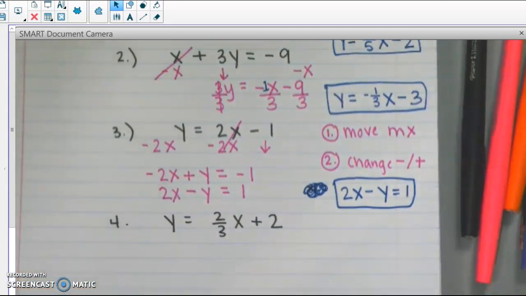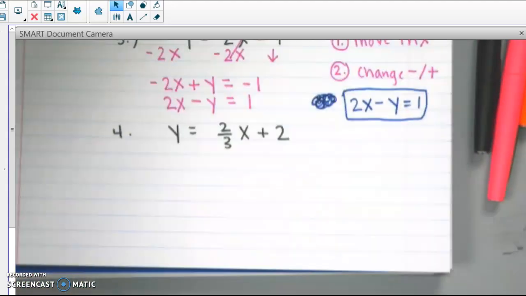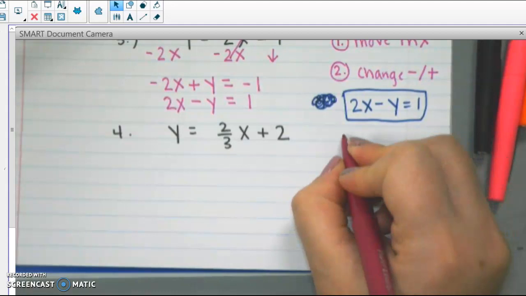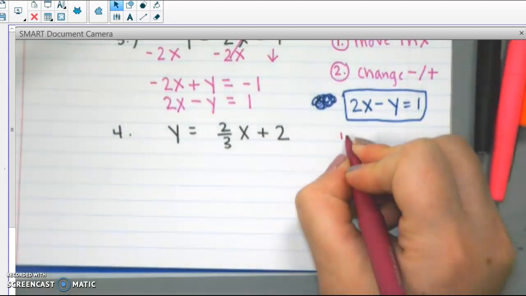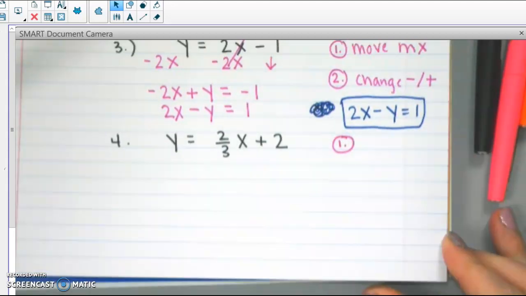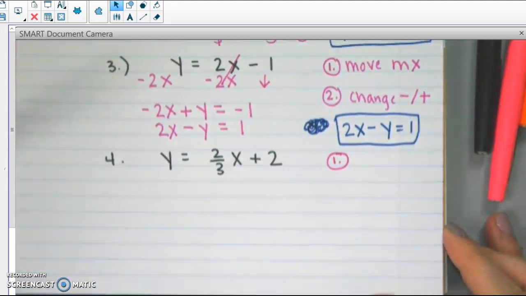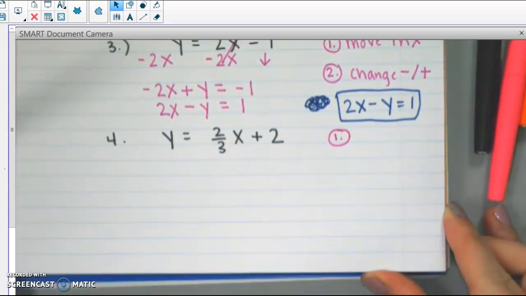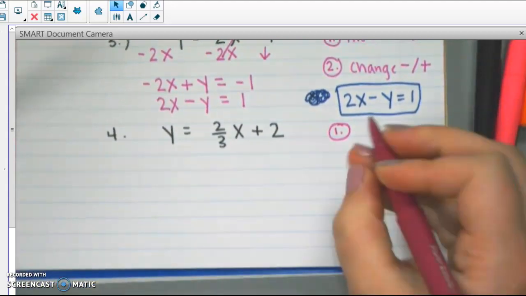All right, question number 4. Does this look like standard form or slope-intercept form? Good, if you said that this looks like slope-intercept form, you are right. So we're going to start the same way. The only difference, do you notice anything different about this example? Yeah, this example has a fraction. So when you have a fraction, you're going to have an extra step.